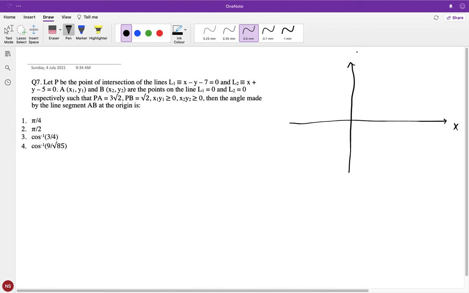This is x, this is y. L1 is given as x minus y minus 7 equals 0. So x equals y plus 7. If y is 0, then x equals what? 7. So (7, 0) is 1 point on L1. And if y is equal to minus 7, then x equals 0.